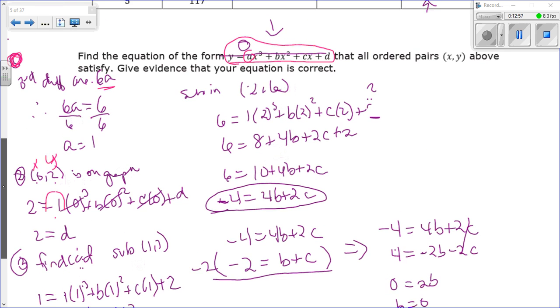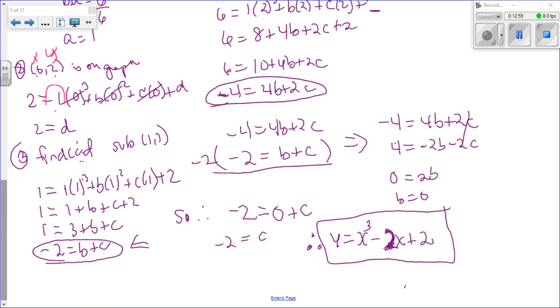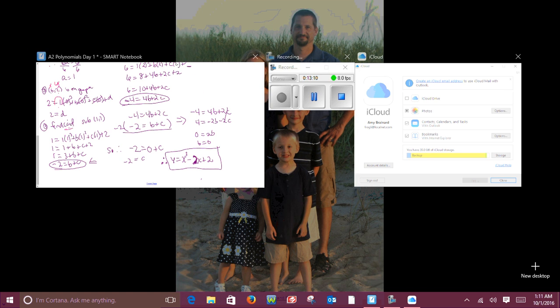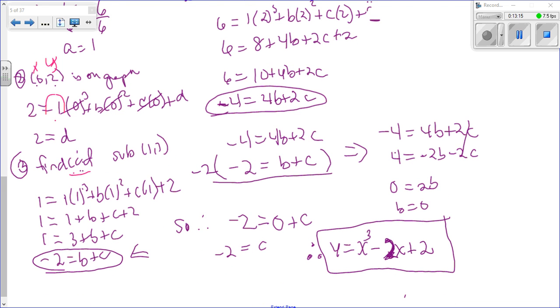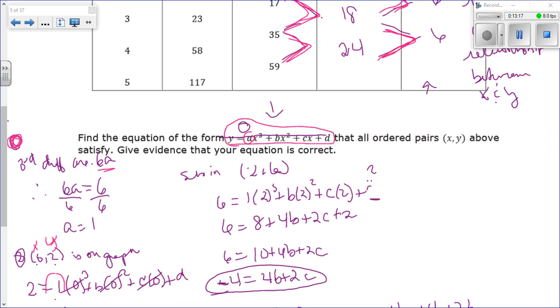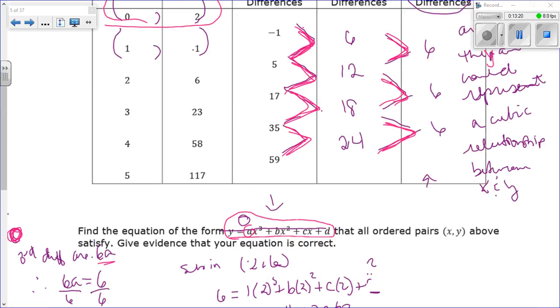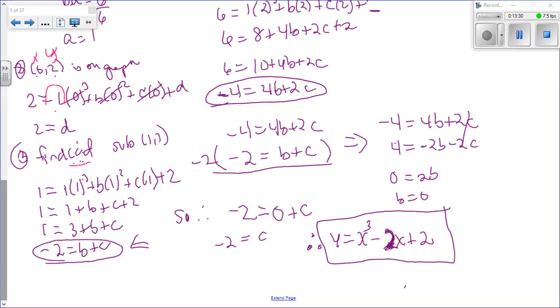And then I need to find b and c. And in order to find b and c, I'm actually going to put 2 equations with 2 unknowns. And when I do that, I'm going to just go back up here and look at some more ordered pairs. I have (1, 1) and (2, 6). So I'm going to use this one first, and then this one to find my 2 equations and my 2 unknowns. So I'm going to substitute in (1, 1) into my equation.